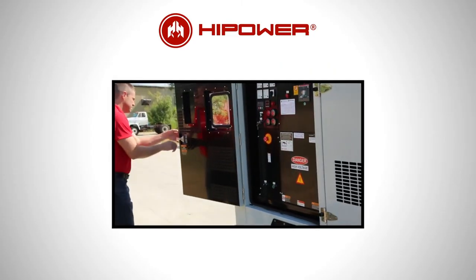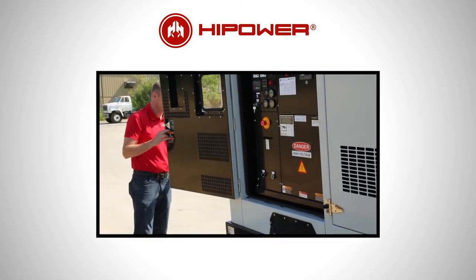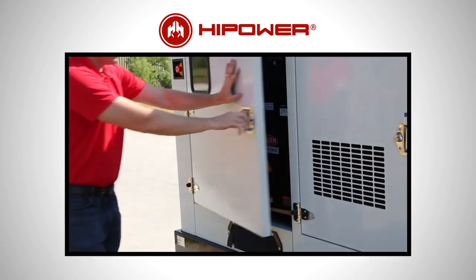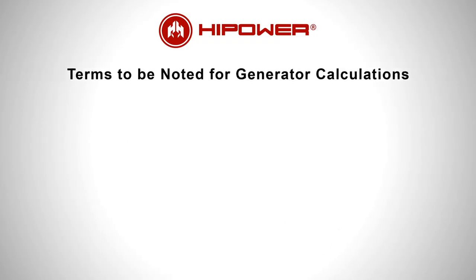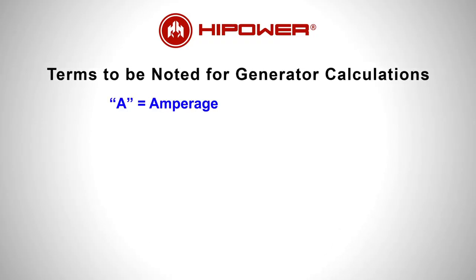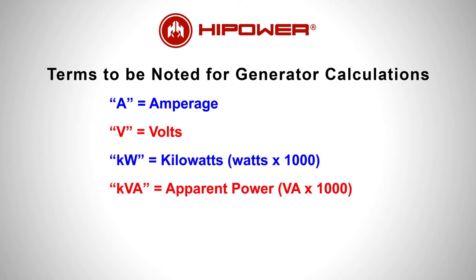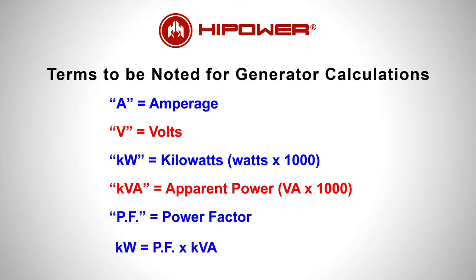In determining the size of a generator required, it is useful to learn a few terms commonly used in generator formulas applicable to reactive loads, and used to size electric motor loads. Commonly used generator formulas reference the following criteria: A for amperage, V for volts, kW, the symbol for kilowatts. Each kilowatt is 1,000 watts. kVA, which is the apparent power within a reactive load system. PF, signifying power factor, which is the relationship between kVA and kilowatts, the real available power. kW equals power factor times kVA. Single-phase power factor is usually unity, or 1; in three-phase, usually 0.8.